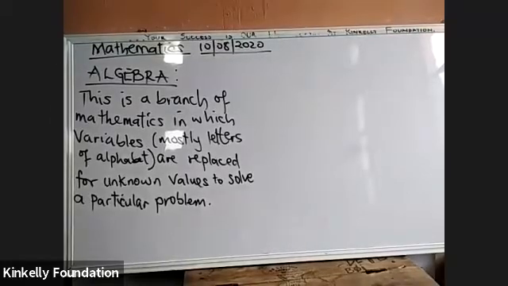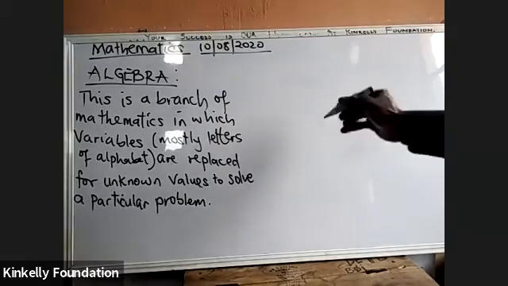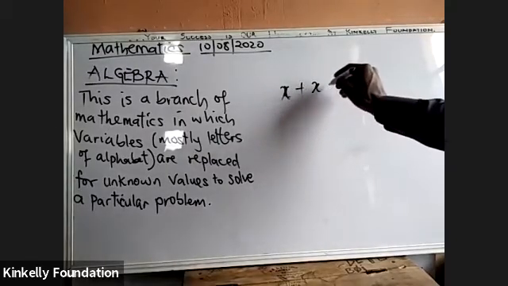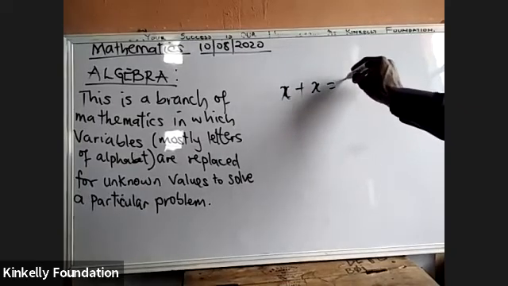Algebra is a branch of mathematics in which variables, which are mostly letters of the English alphabet, are used to replace unknown values which you now solve out. In this case, we have a particular thing. Like now, you are given x plus what? x equals 6.